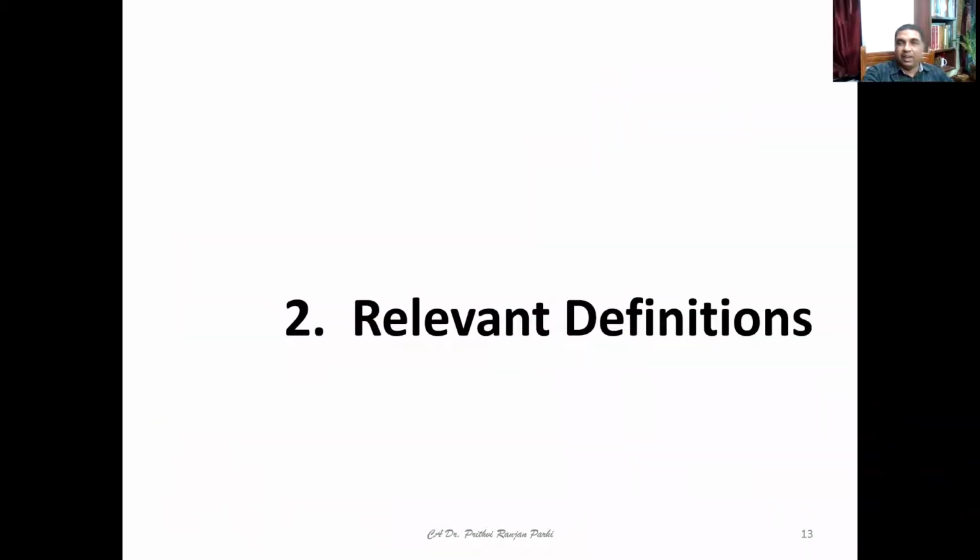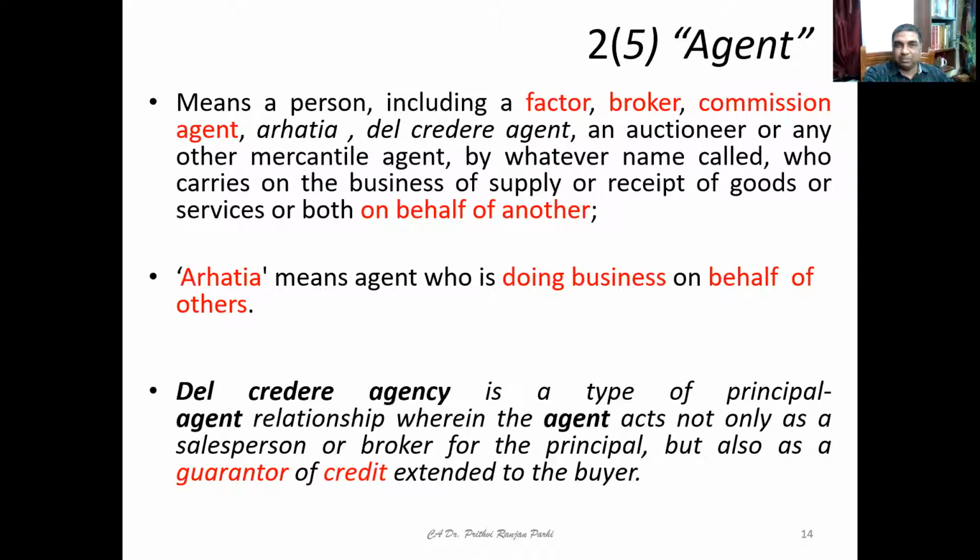Now, friends, to learn those provisions, first of all we need to familiarize ourselves with certain definitions. Some of the definitions I've already explained to you in our initial classes, but some we still need to learn. For example, the definition of agent, we have covered it earlier. Agent means factor, broker, commission agent, RPR, delegator agent, and auctioneer. All of them are agents. Who is RPR? Who is a delegator agent? This has already been taught to you in initial classes. I am not going to repeat it.